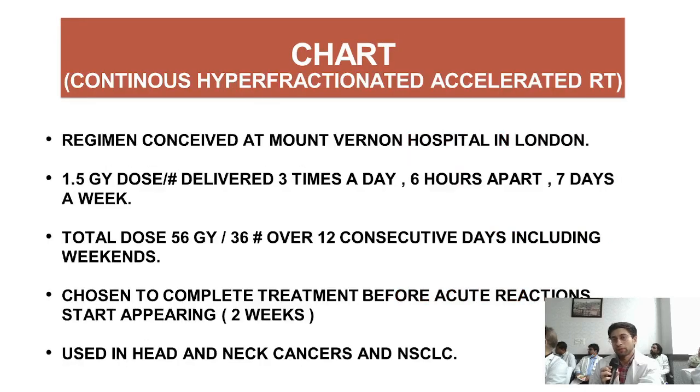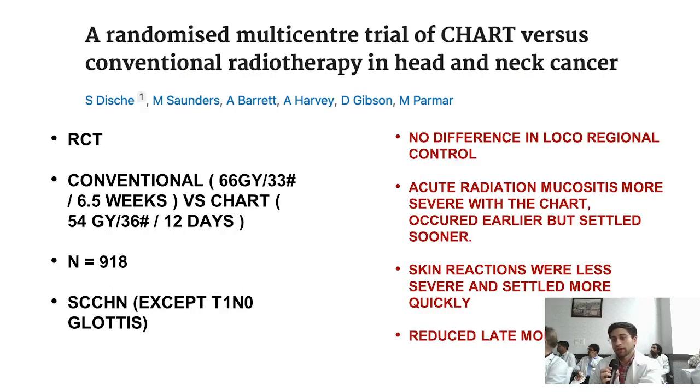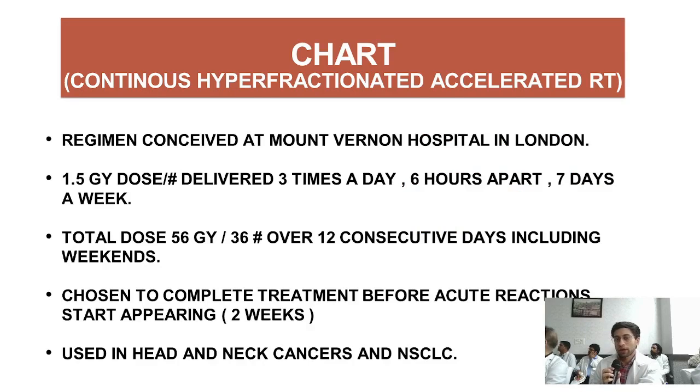So next regimen was START, which was continuous hyperfractionated accelerated radiotherapy. And this regimen was given with 1.5 gray dose. It was given 3 times a day, 6 hours apart, and 7 days a week. So no off on weekends. So total dose of 56 gray were given in 36 fractions over 12 consecutive days, including the weekends. So we are just finishing our treatment in just 12 days.